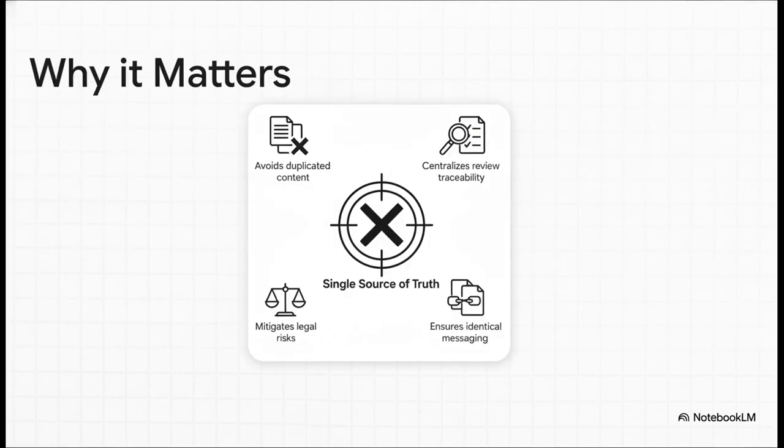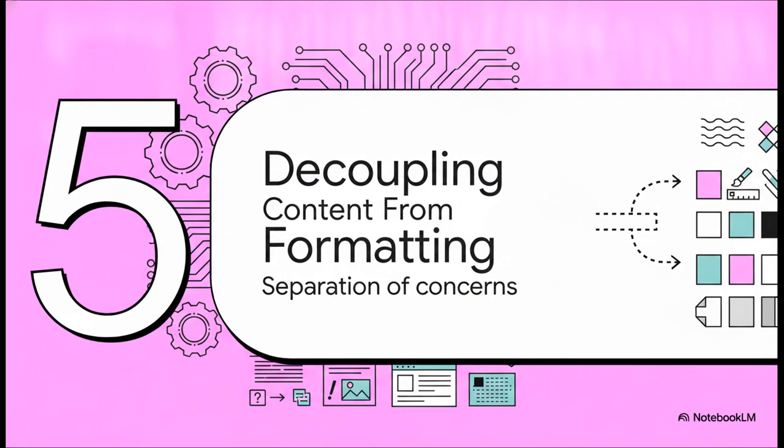So, why does this actually matter for you and your team? Ultimately, it's all about slashing risk and locking in absolute consistency. By maintaining that single source of truth, you completely avoid duplicated content. Plus, you centralize your audit traceability. If an auditor comes knocking and asks who approved a specific safety warning and exactly when they did it, the CCMS has the exact metadata to prove it. Most importantly, it strongly mitigates legal risks because you are guaranteeing that identical, authoritative messaging is published across every single output format. Let's jump to Section 5, Decoupling Content from Formatting.